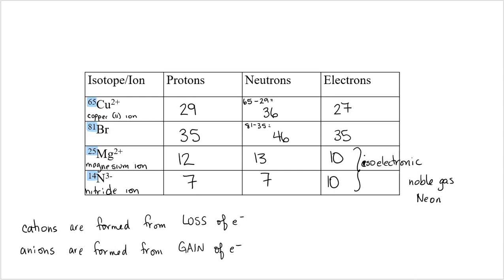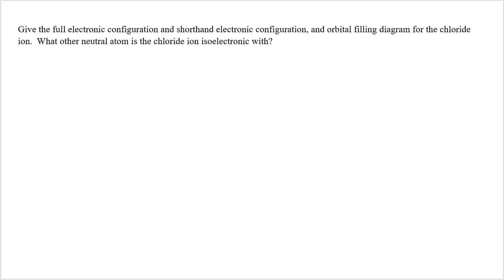Alrighty. Next up, we want the full and shorthand electronic configuration for the chloride ion. Be very careful. This is going to happen on an exam, I know, because I've given this kind of question on an exam many a time, and people have gotten it wrong. So be careful. Make sure you are reading. I want this for the chloride ion.